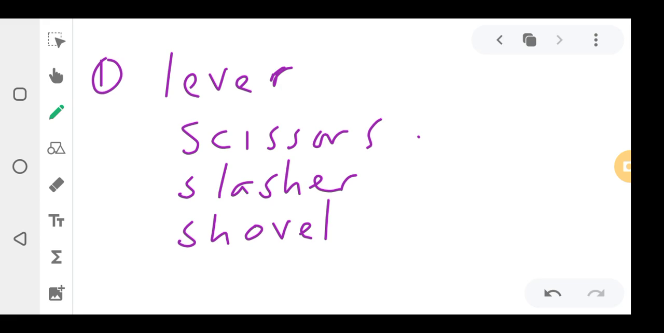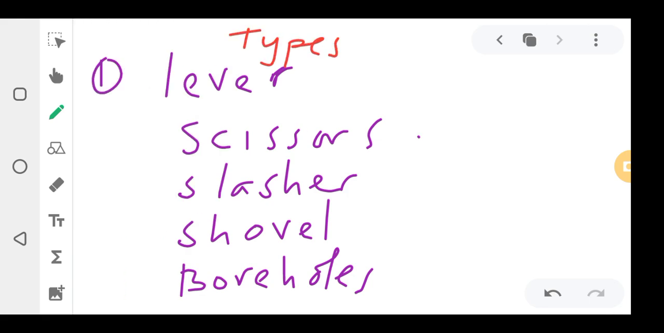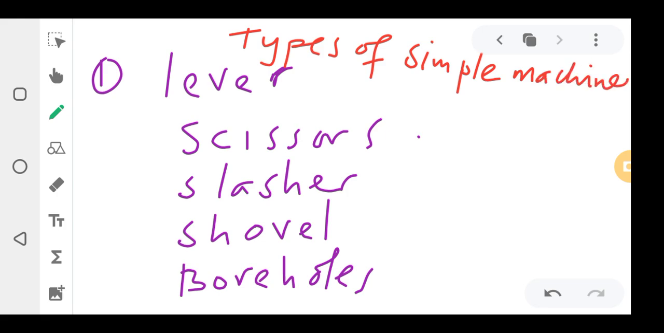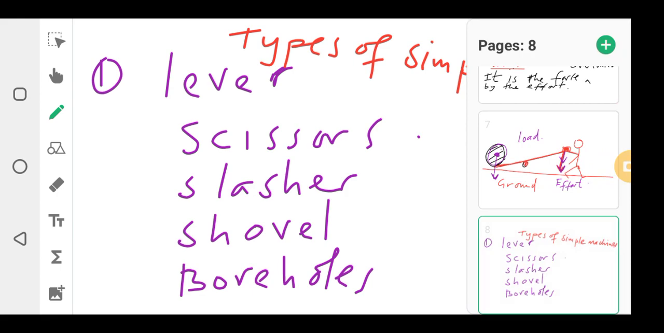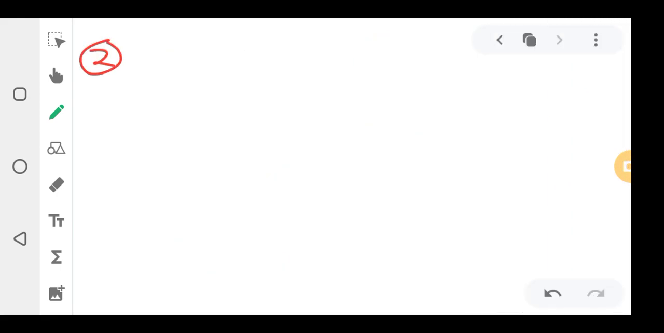You see, a borehole. All those are levers. These are types of simple machines. The second type of simple machines, apart from levers, is the pulley.